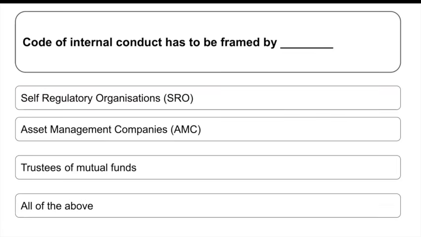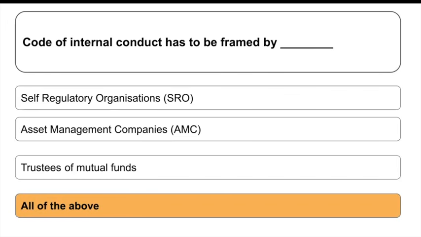Going to the next question, code of internal conduct has to be framed by. Who will be conducting this internal code of conduct? Options are self-regulatory organization, asset management companies, trustees of mutual funds and all of the above. Friends, the correct answer is all of the above. This code of internal conduct has to be framed by individual departments for their employees. It doesn't matter if this is a SRO, AMC or trustees of mutual funds, all of them have to frame it.